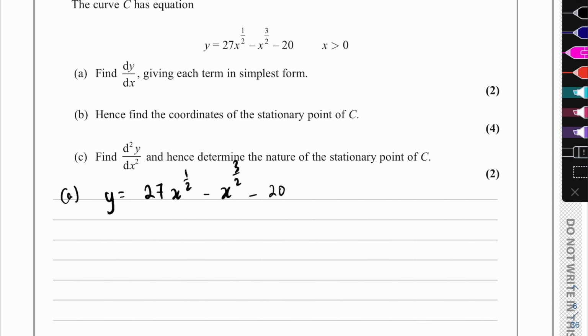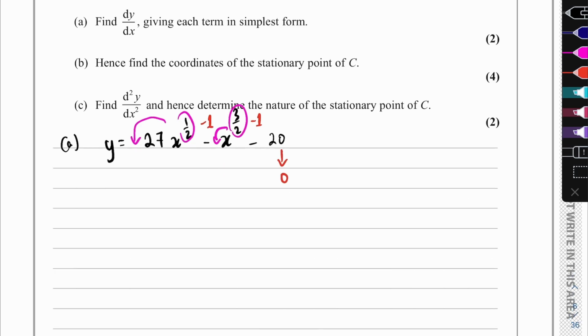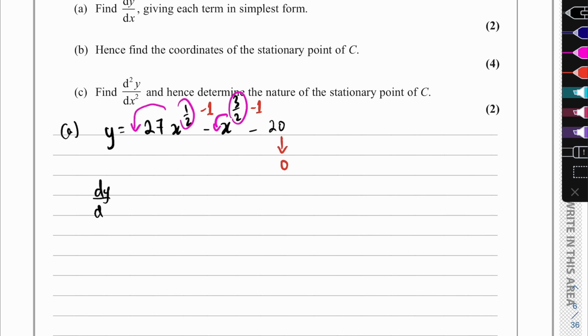So what's happening here? How do we differentiate? We take the power down and then we subtract the power by 1. Similarly, we take the power down and we take away the power by 1. And we know we differentiate a constant, this becomes 0. So we can write dy over dx as a half multiplied by 27x to the power half minus 1, and then minus 3 over 2, 3 over 2 not 3 over 3, multiplied by x to the power 3 over 2 minus 1, and that's it.